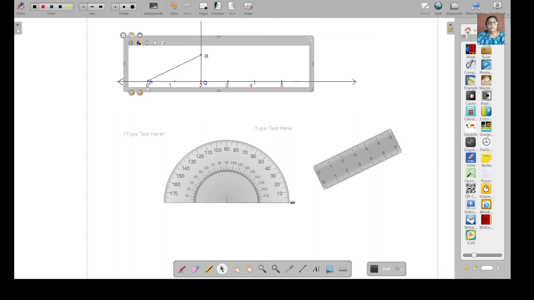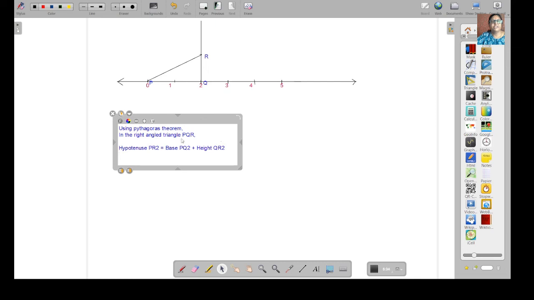Now in the right angle triangle PQR, PQ is equal to 2 unit, QR is equal to 1 unit. You need to find PR. So using Pythagoras theorem, in the right angle triangle PQR, hypotenuse PR squared is equal to base PQ squared plus height QR squared. So PR into PR is equal to PQ into PQ plus QR into QR. That is 2 into 2 plus 1 into 1.